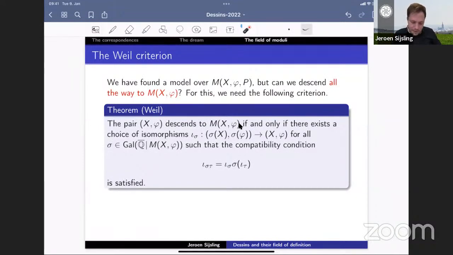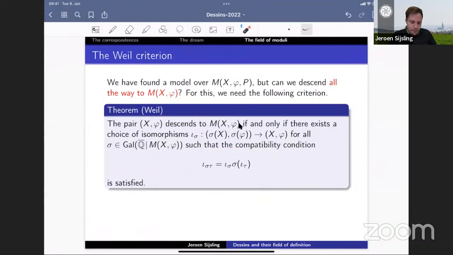And this is a really nice criterion by Weil, and it says the following: when can a descent be attained to its field of moduli? Well, remember, I wondered that there would always exist isomorphisms from this to this for all sigma. And Weil says, in fact, that works as long as a certain compatibility condition is verified. This one, that's a cocycle condition.